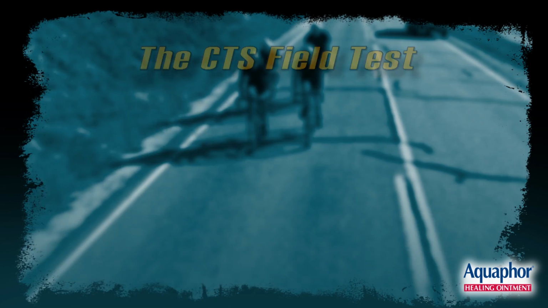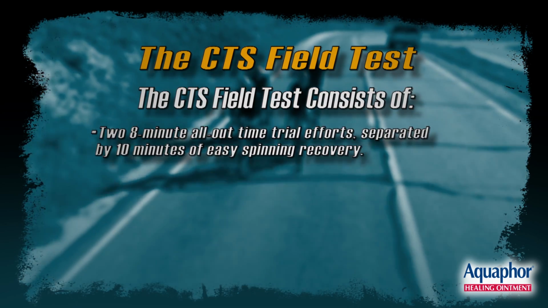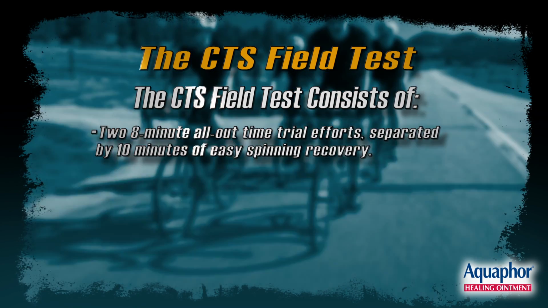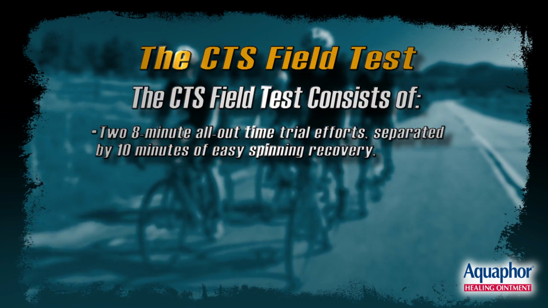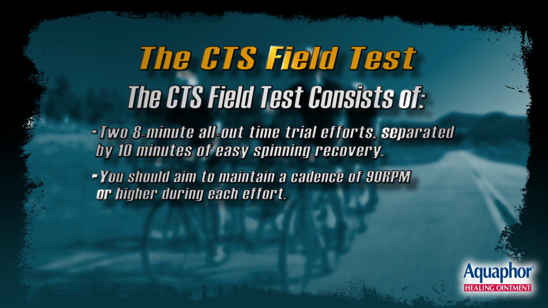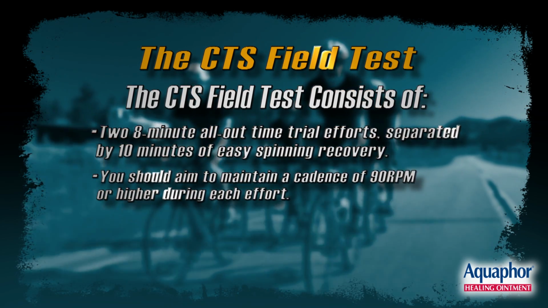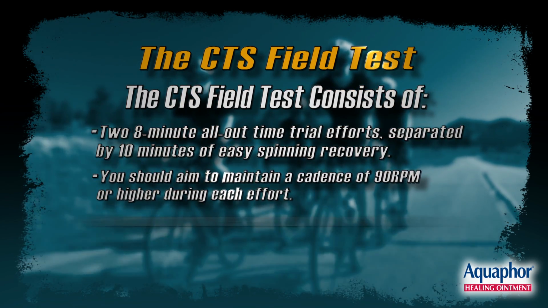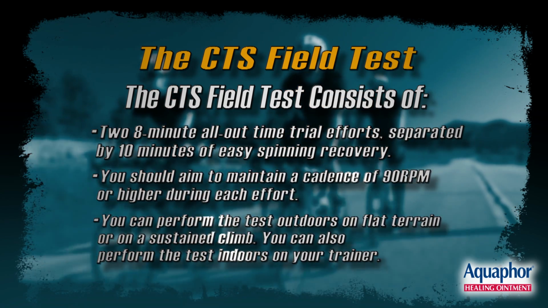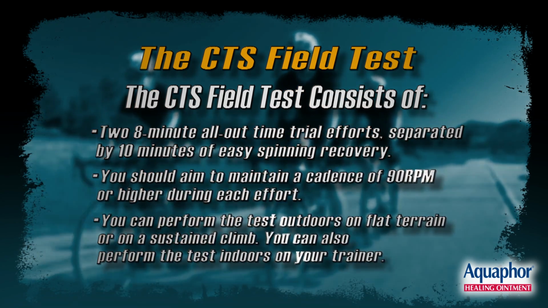The CTS Field Test consists of two 8-minute efforts that you perform as hard as you can go for the entire 8 minutes, with 10 minutes of easy riding in between the 8-minute efforts. You want to keep your cadence above 90 RPMs for the entire 8 minutes. You can do this test on either flat terrain or sustained climb, or even indoors on your indoor cycling trainer.